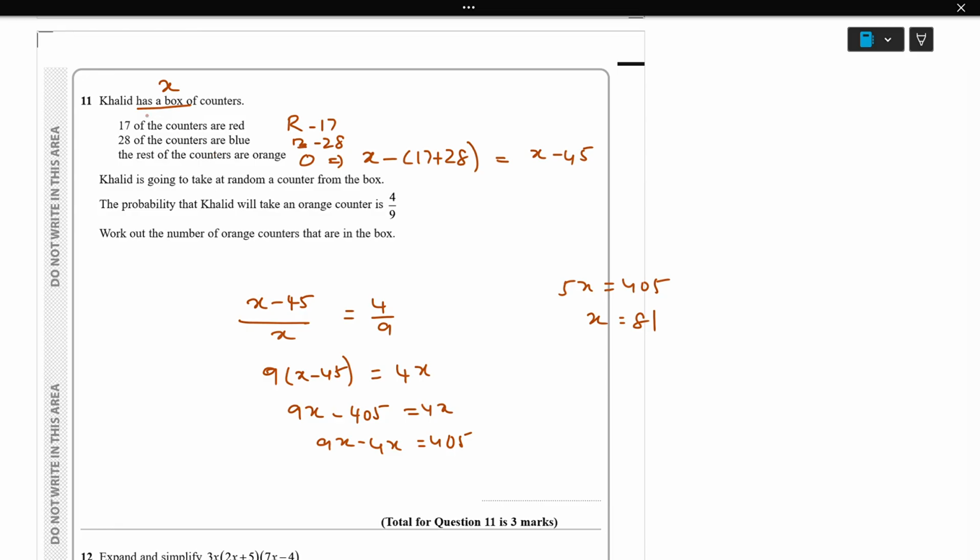So the total number of counters is 81, but we need only orange. The question says only orange, so orange is x − 45, which is 81 − 45, so the answer is going to be 36. So there are 36 orange counters.